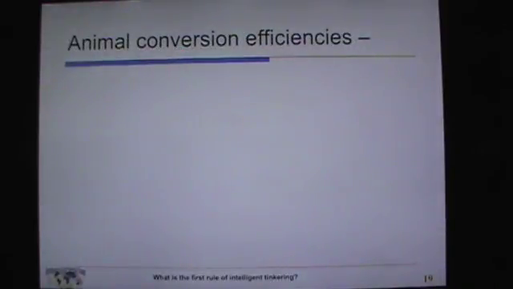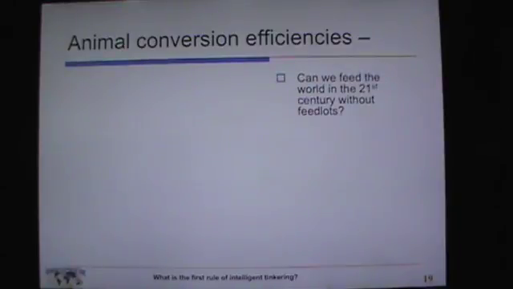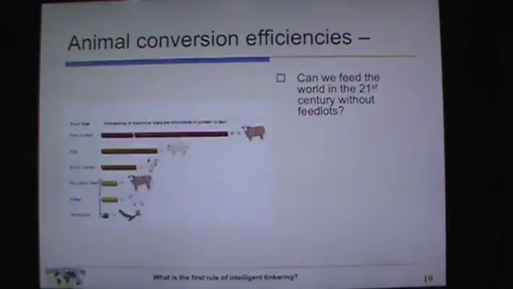So let's look at some animal conversion efficiencies. The efficiencies of animals to convert food into biomass, into animal fat. Can we feed the world in the 21st century without feedlots? Well, so there's a little graphic here.